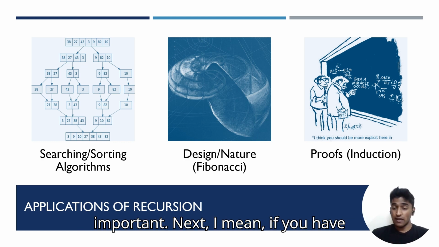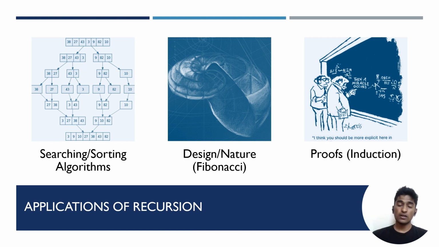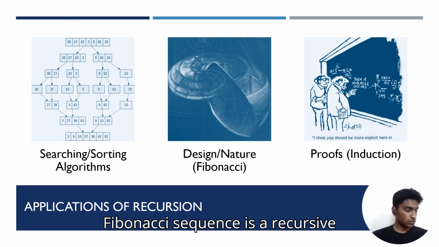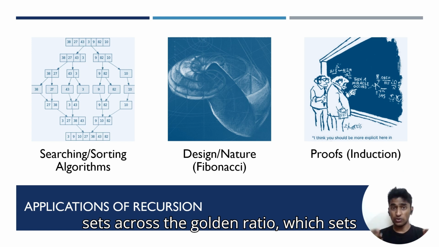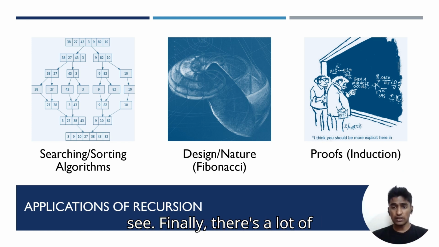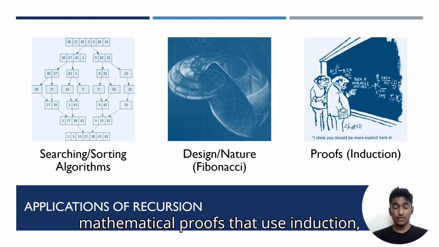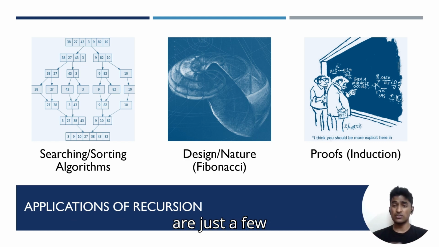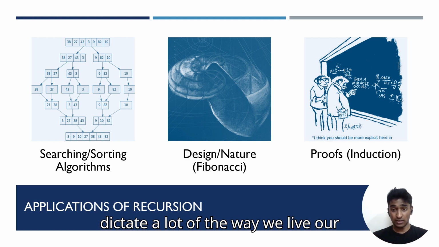Next, if you have heard of it, the Fibonacci sequence is a recursive sequence. It sets the grounds for the golden ratio, which sets a lot of the rules of nature that we see. Finally, there are a lot of mathematical proofs that use induction, which is another recursive method. These are just a few applications of recursion, which dictate a lot of the way we live our lives today.